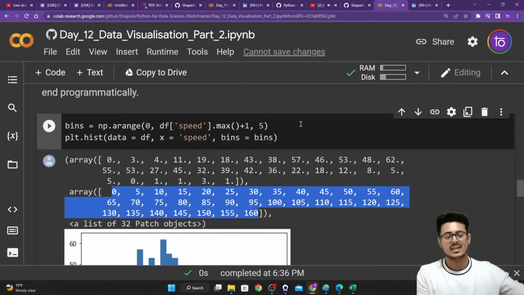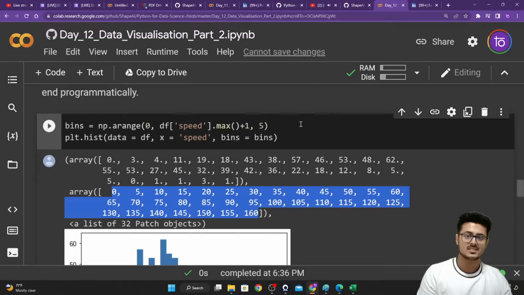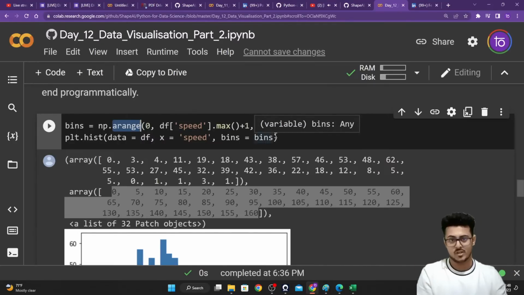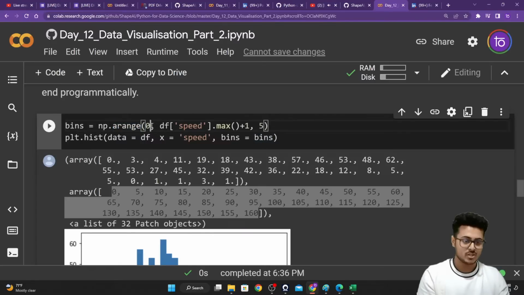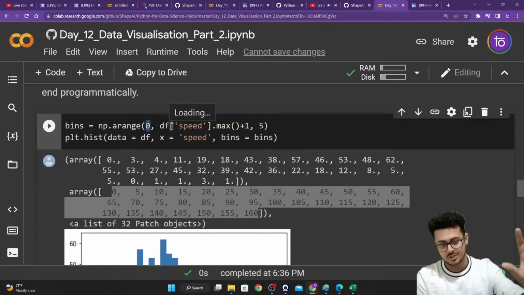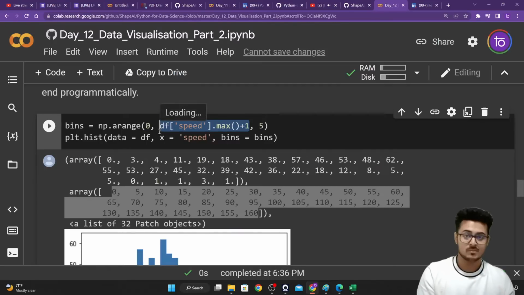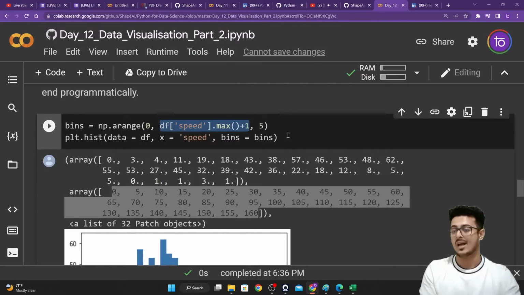We want to create this one-dimensional array, a one-dimensional matrix, that has numbers from 0 to 160. To be able to do that, numpy.arange is a numpy function that creates an array for you, a one-dimensional matrix. The lowest number should be 0. The maximum number should be whatever the maximum speed is, plus 1.